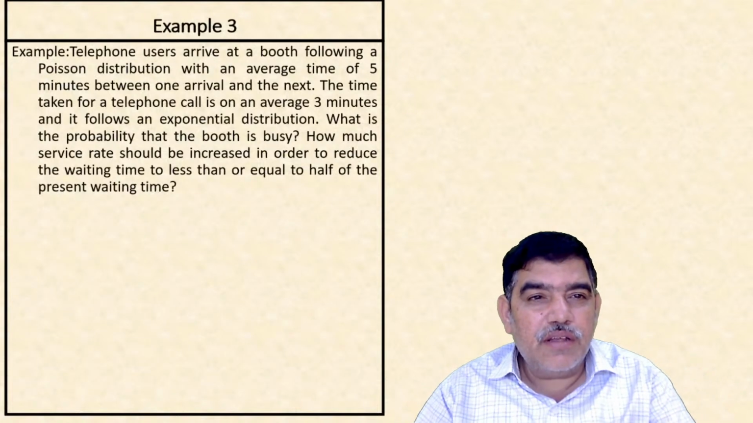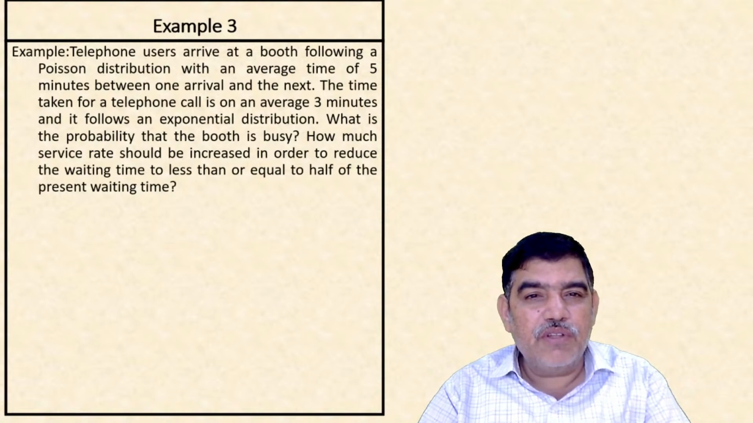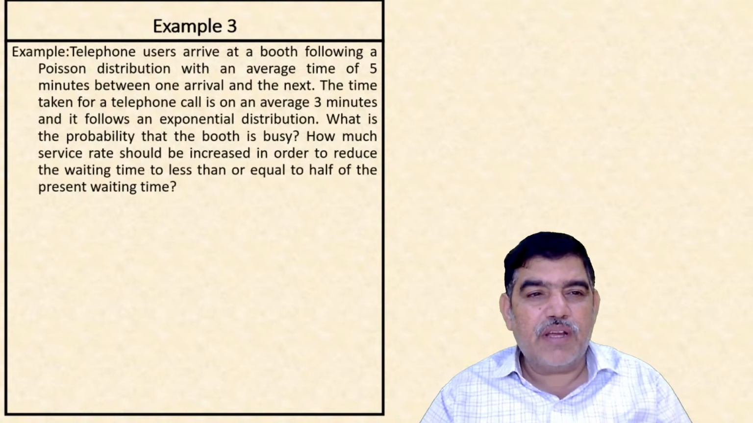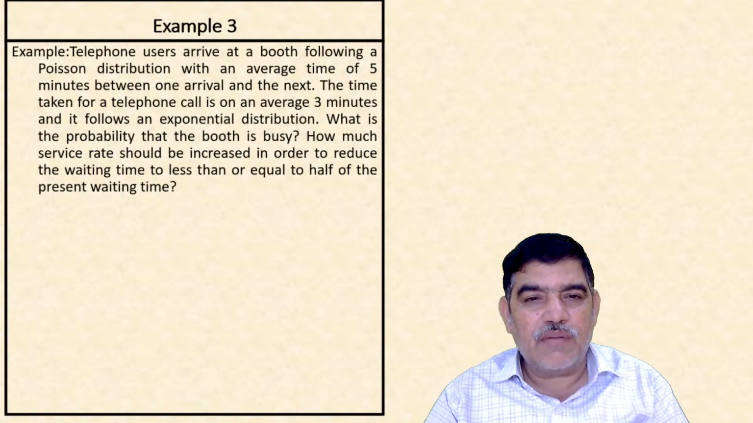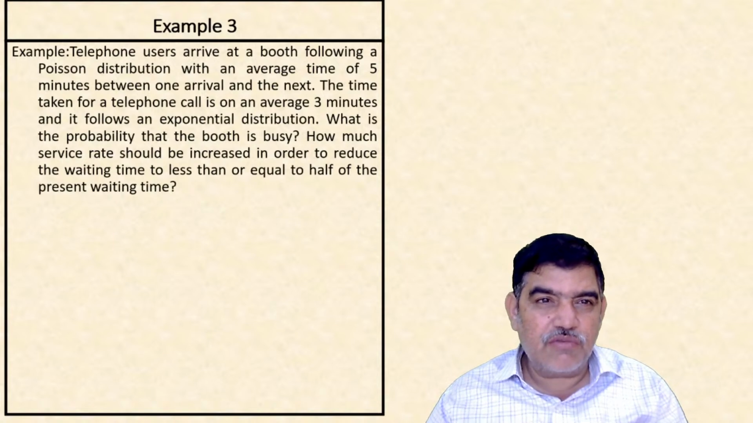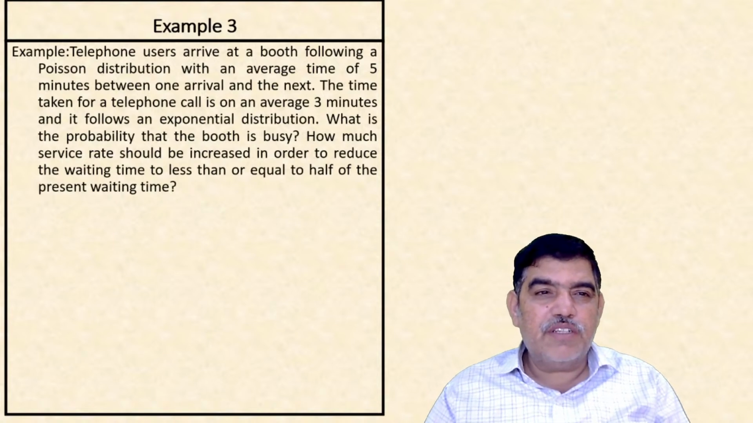Similarly, we can discuss another example. A telephone user arrives at a booth following a Poisson distribution with an average time of 5 minutes between one arrival and the next. The time taken for a telephone call is on an average 3 minutes and it follows the exponential distribution. What is the probability that the booth is busy? How much should the service rate be increased in order to reduce the waiting time to less than or equal to half of the present waiting time? So this is a question actually. Now we can solve it.